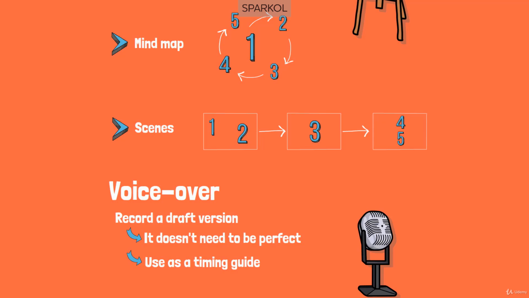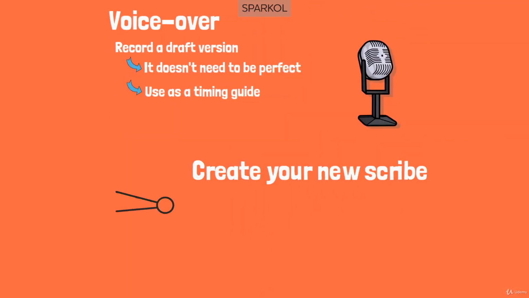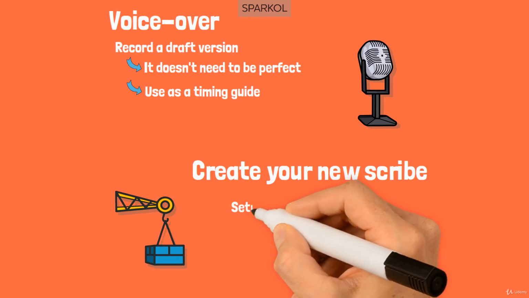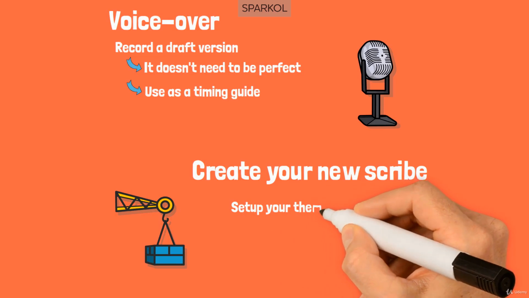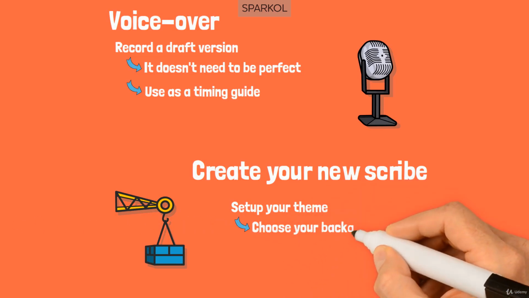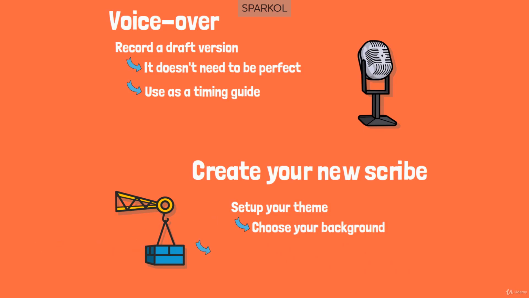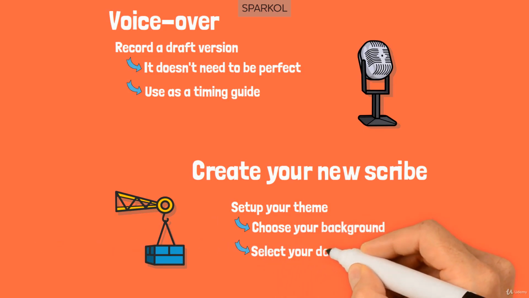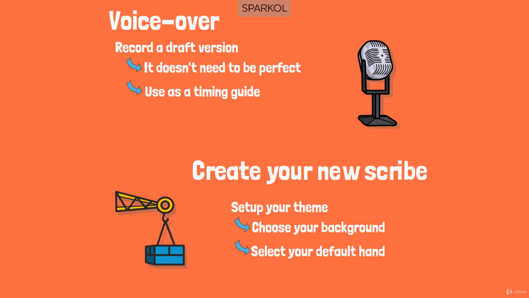So now it's time to start building a scribe in VideoScribe. And the first thing you'll want to do is set up the theme for your project. You can do this by choosing a background, it doesn't always need to be a whiteboard, and selecting a default hand. I'll be showing you how you can do these in the next lesson. And later in the course, we'll be looking at how you can select fonts and colours to match your theme.